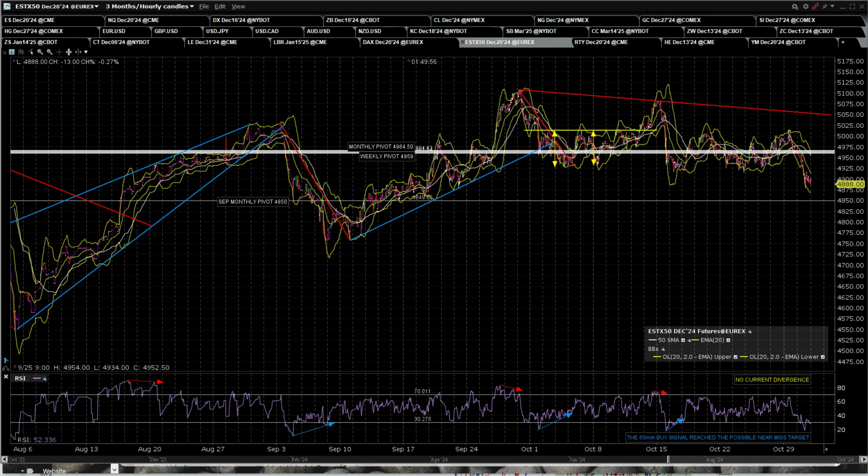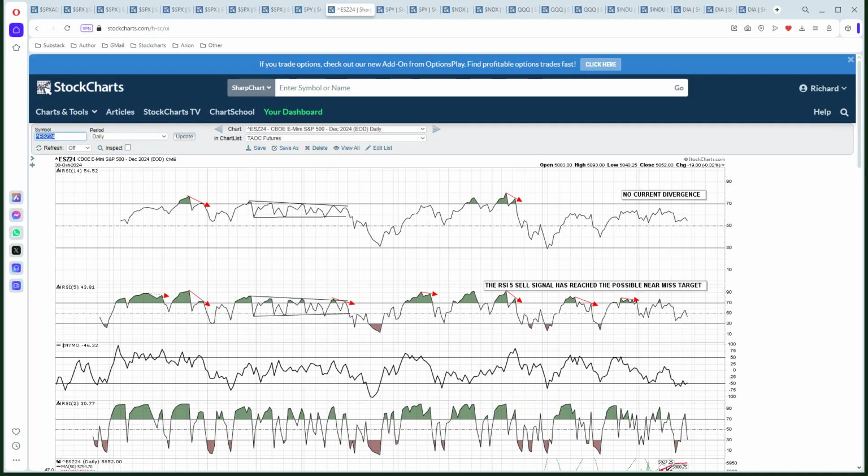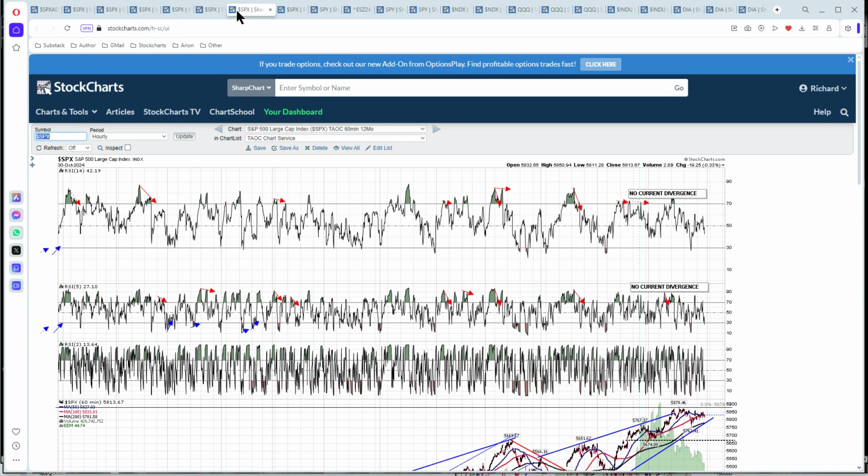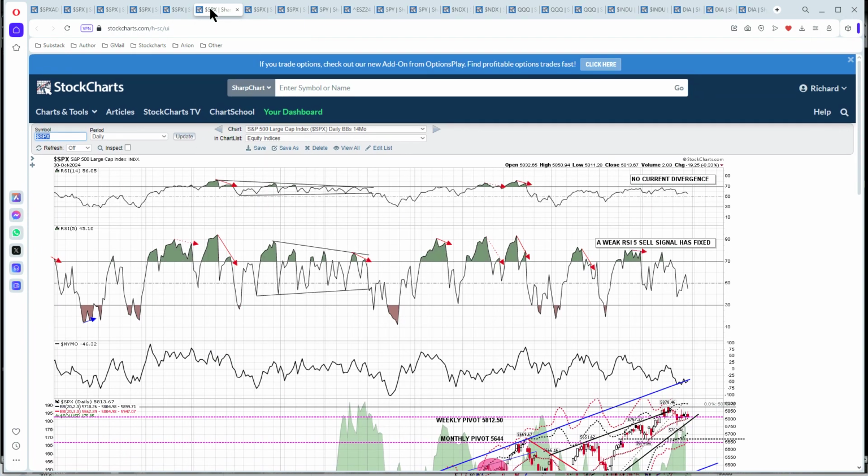All right, let's have a look at these on the bigger picture charts. ES, obviously, we've already made the possible near miss target on the RSI 5 sell signal, but if we get some decline, then we may well make the full target. On SPX, on the daily chart, we haven't reached the possible near miss target on this RSI 5 sell signal. I'd like to see this go a little lower.